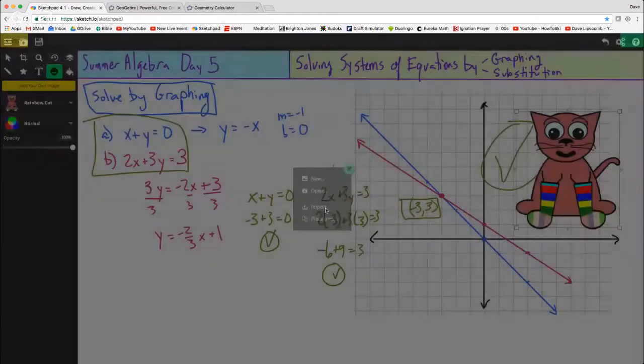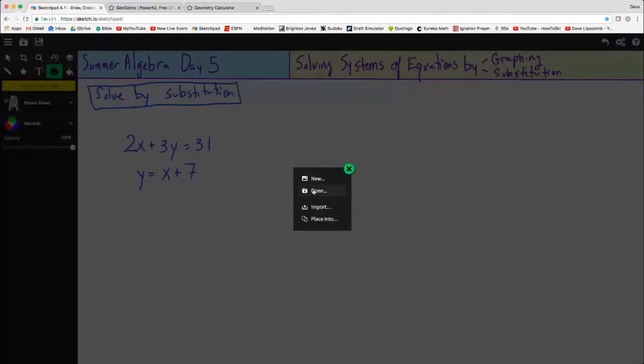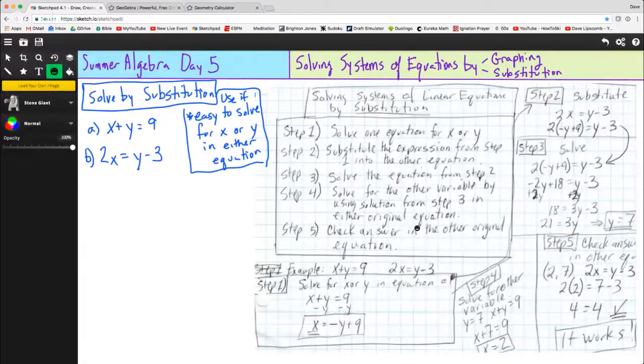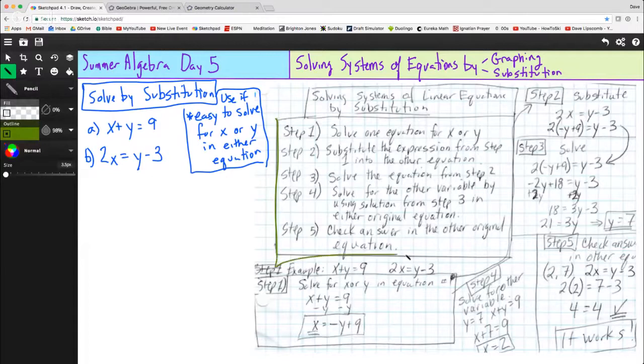Okay, let's move on. Now, the other way to solve systems of equations is by solving by substitution. Okay, and so here are our steps for solving by substitution right here. And then this is the example of us solving with steps 1, 2, 3, 4, and 5. We'll go over this kind of slowly. We did this in class, so hopefully you remember, you took good notes on what we did, and this is all just review.